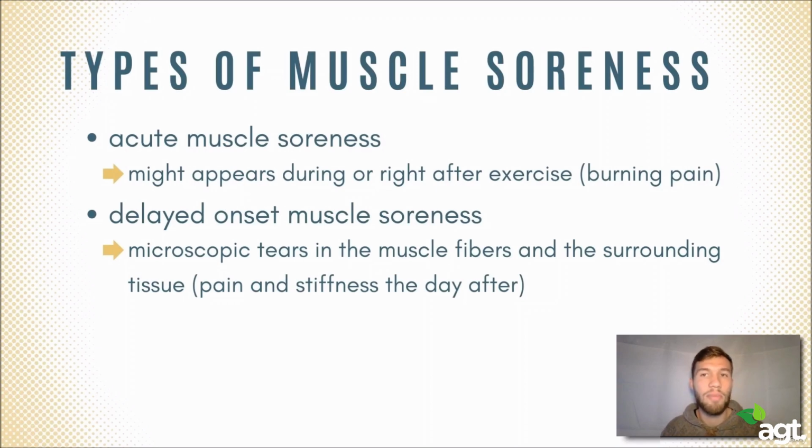The other type of muscle soreness is the delayed onset muscle soreness. This type peaks around 24 to 72 hours after usually intense or more unusual workouts. The delayed onset muscle soreness is due to microscopic tears in the muscle fibers and the surrounding tissue. So we have lots of pain and some stiffness the day after, usually.